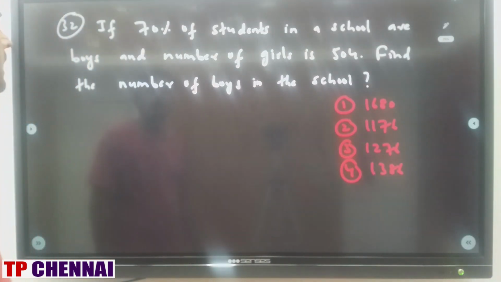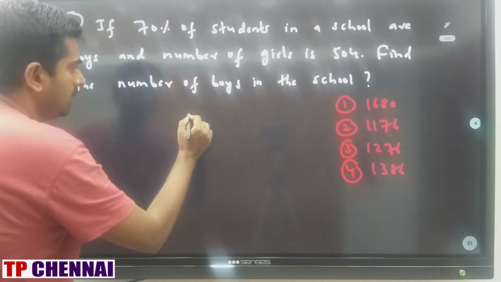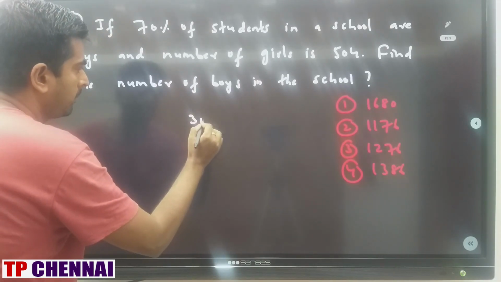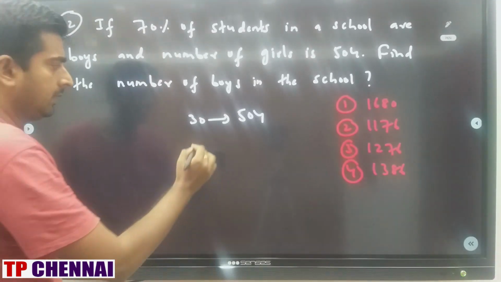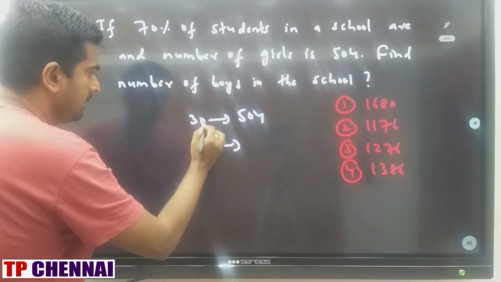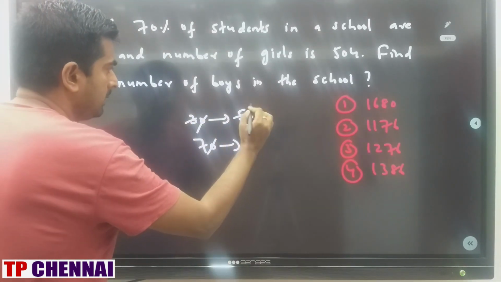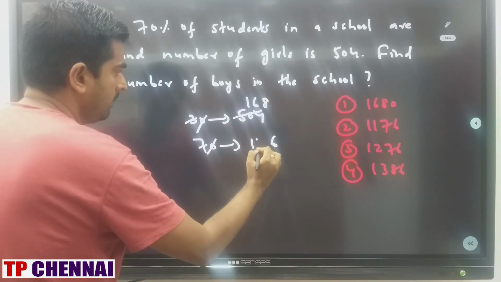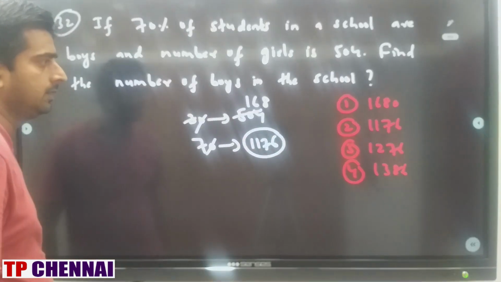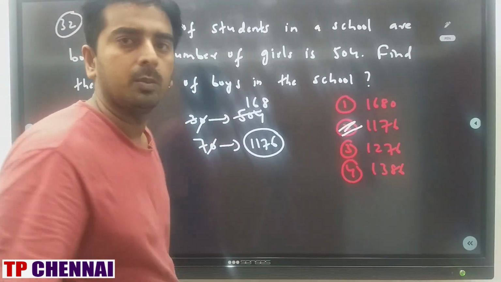Now we'll see 32. If 70% of students in a school are boys and number of girls is 504, find the number of boys in the school. 70% of students are boys, remaining 30% is girls, and girls they have given you. So 30 part is 504. Number of boys, so 70 part is how much? This is gone. 3 16s are 48, 3 8s are 24. 1176 is the answer. Second option is the answer.